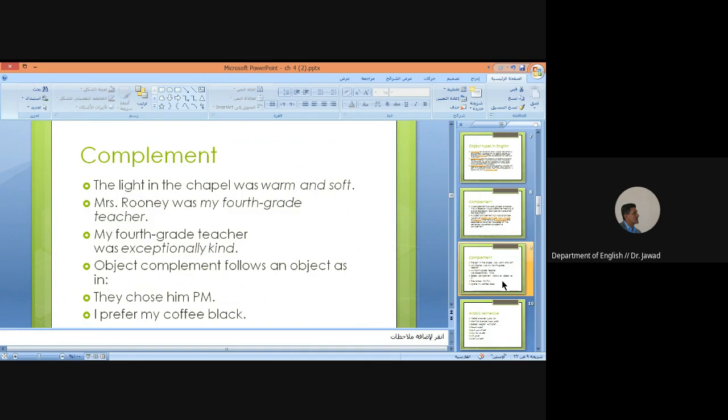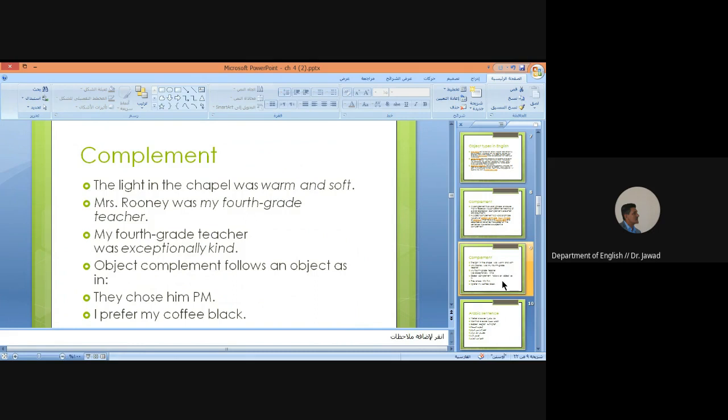Now here we have examples to illustrate what is a subject complement. Number one, the light in the chapel was warm and soft. Warm and soft, these are adjectives. They describe the light in the chapel. So both are subjective complement. They describe the light in the chapel, which is the subject.